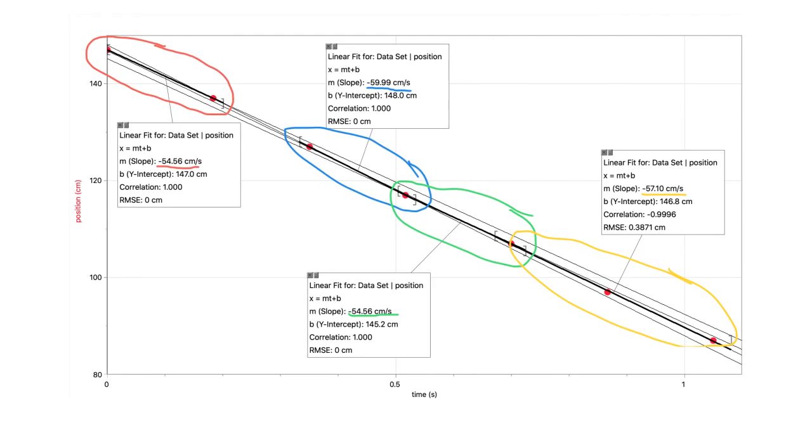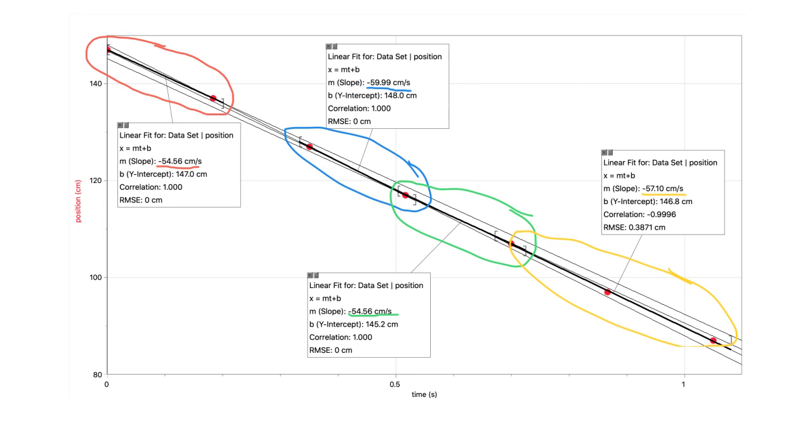So I used Logger Pro, which is the big sibling of Graphical Analysis, to fit 4 different pairs of data points. And you can see that depending on which 2 pairs I pick, I get different slopes. So I have, for the first 2 data points, minus 54.56 centimeters every second. For the second one, minus 59.99 centimeters every second. For the third one, minus 54.56 centimeters every second. So that happens to be the same as the first one. And then for the last few points, minus 57.1 centimeters every second. So I did 4, and 3 of the 4 were different from each other.